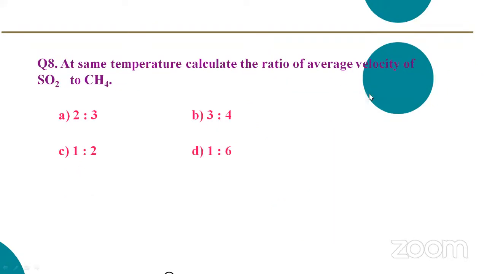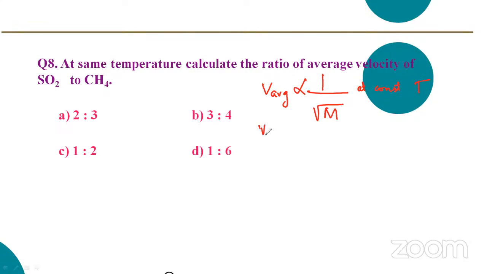At the same temperature, calculate the ratio of average velocities of SO2 to CH4. Okay, so you have to calculate the average velocity. There are two gases given: one is sulfur dioxide and one more is methane gas. So how do you calculate it? Average velocity is inversely proportional to the square root of the molecular mass at constant temperature. What is kept constant is your temperature.